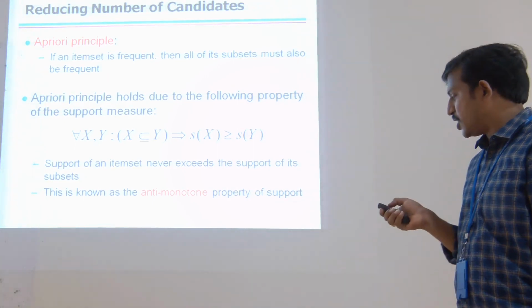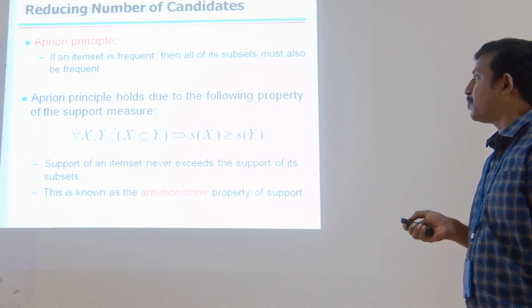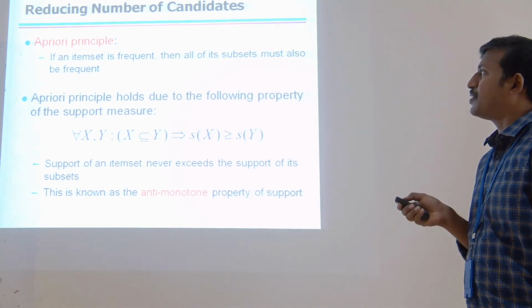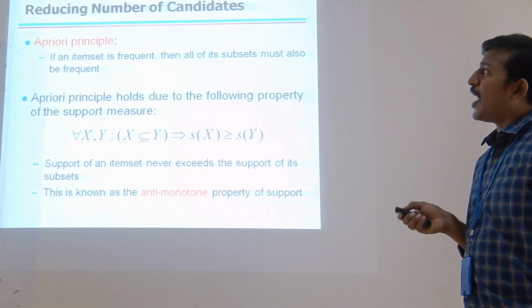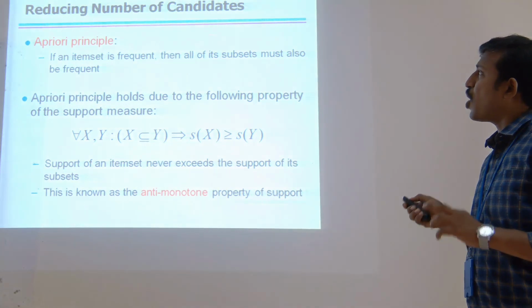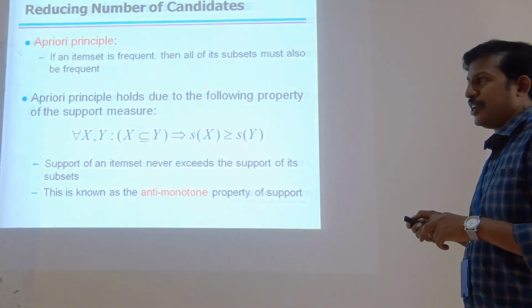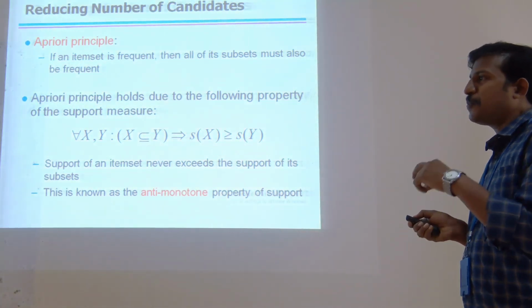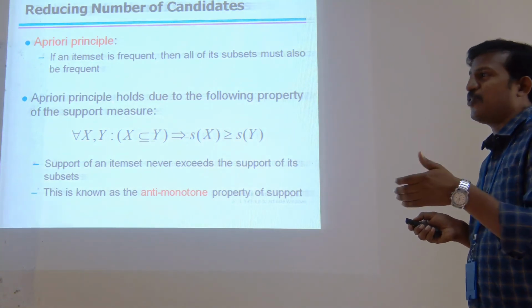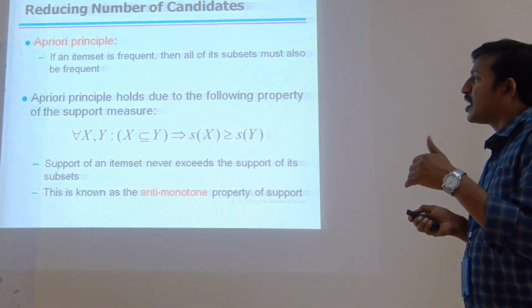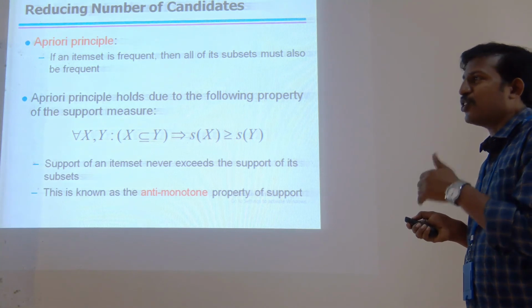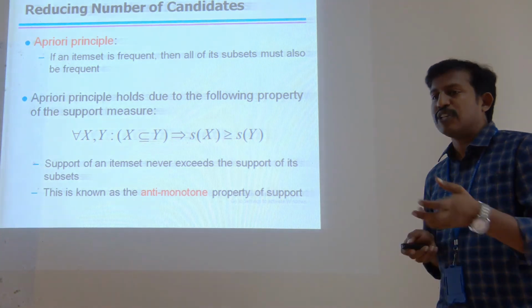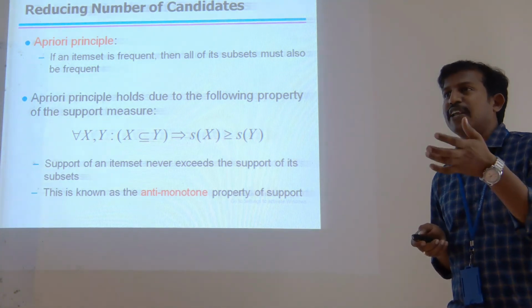Based on this property, we can generalize the item set frequency. If an item set is frequent, then all of its subsets must also be frequent. The converse of this principle is that if an item set is infrequent, then all of its supersets are also infrequent. So if I find that an item set is infrequent, then what will I do?